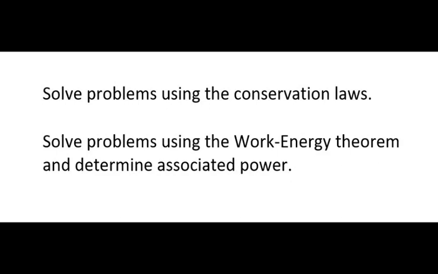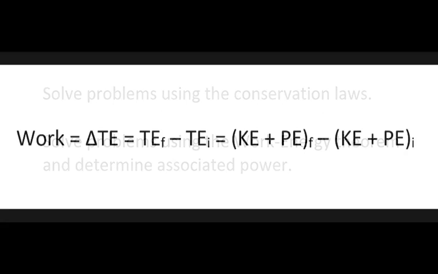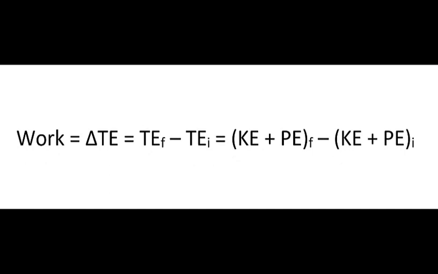Tying these concepts together are two relationships: the work-energy theorem and the conservation of energy, both of which address additional competencies of this course. One of those states, solve problems using the conservation laws. The second states, solve problems using the work-energy theorem and determine associated power. The work-energy theorem says that work is done when there is a change in energy. So, work can cause a change of energy, or if energy is changed, work can be done.